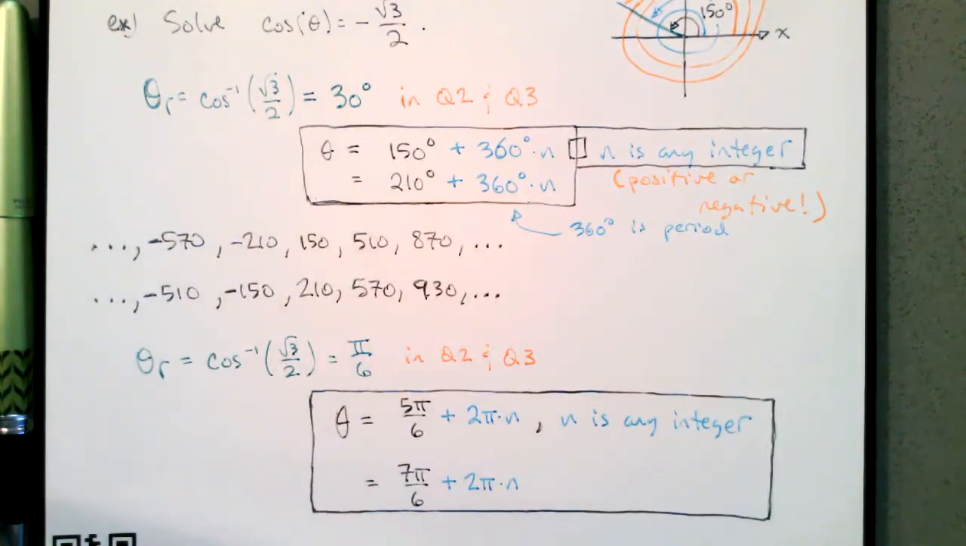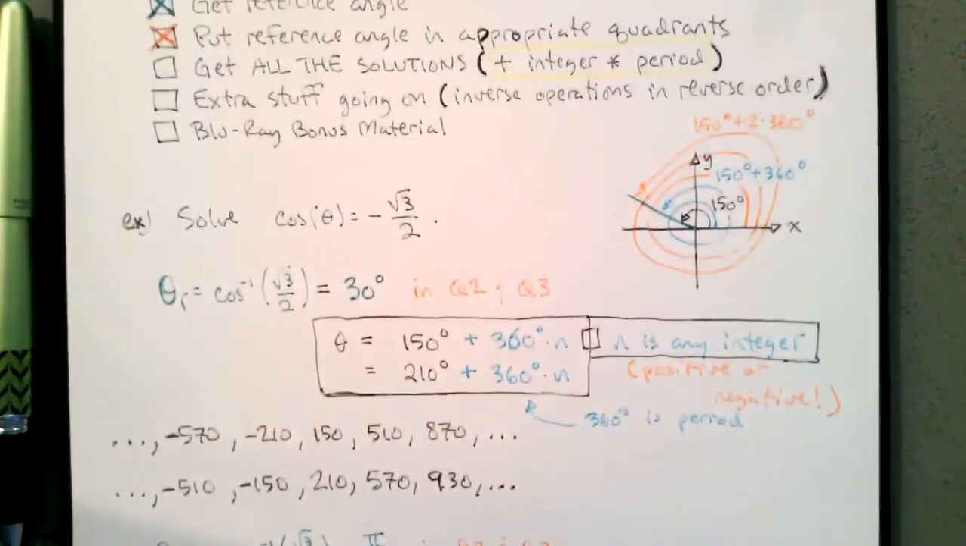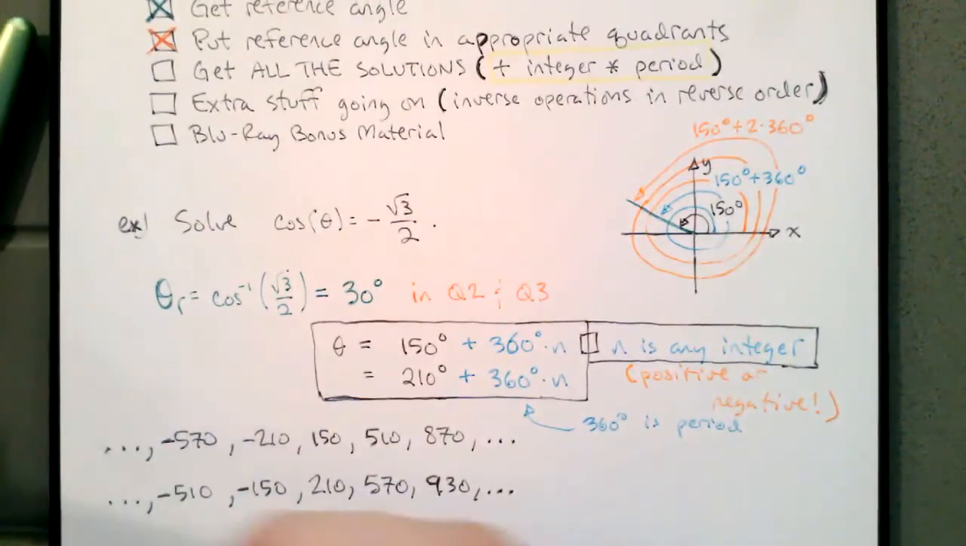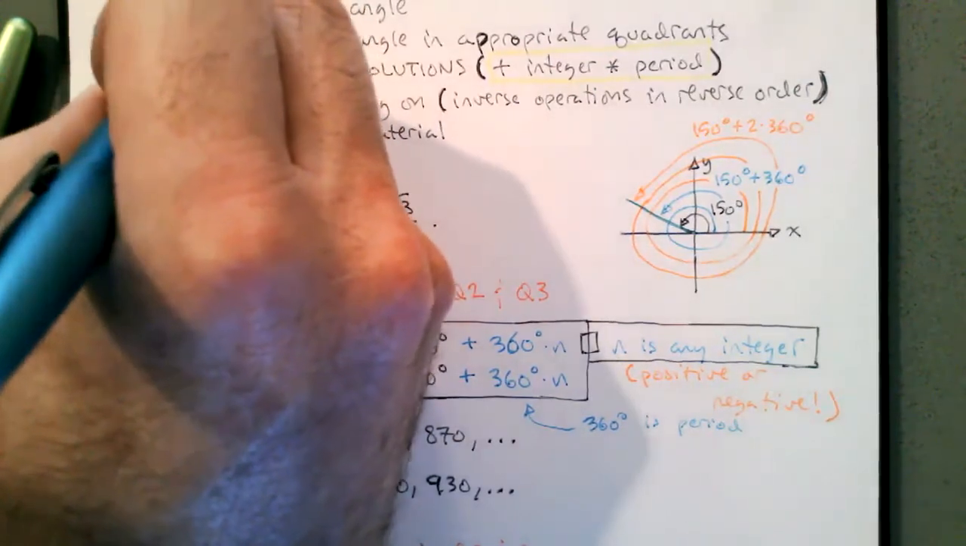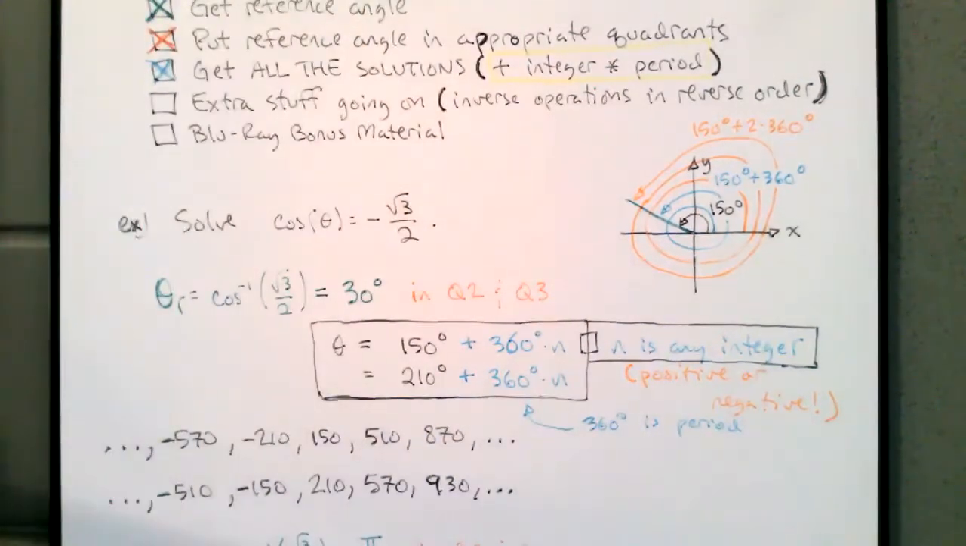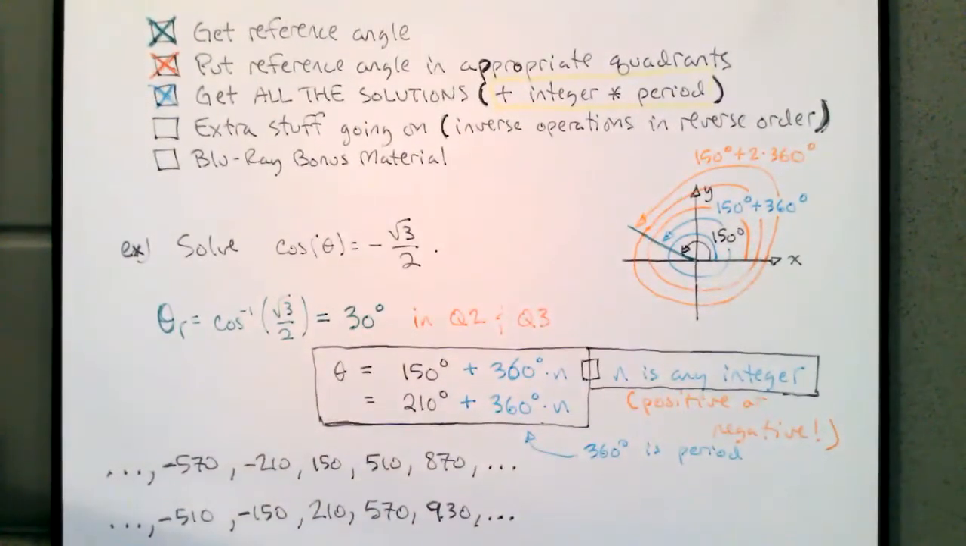But that's the next step. So last time we learned to find the reference angle. Then we use the sign to determine the appropriate quadrants. And now we're just adding integer multiples of the period. So just plus the period times n, where n is any integer. So that adds this part. Any questions?